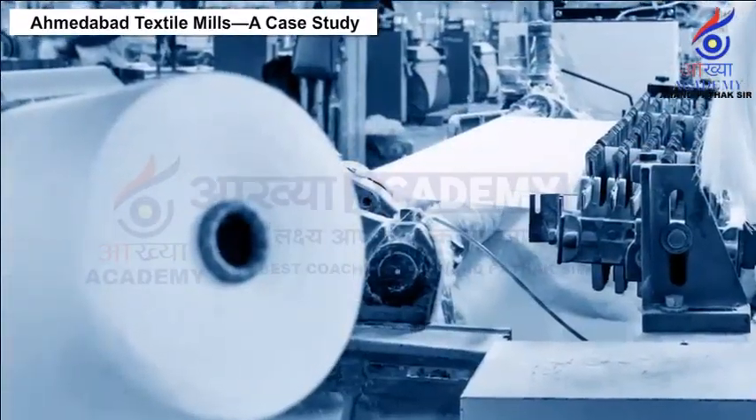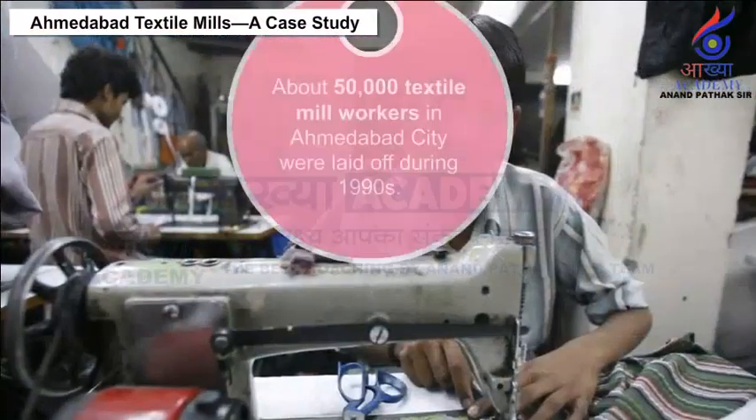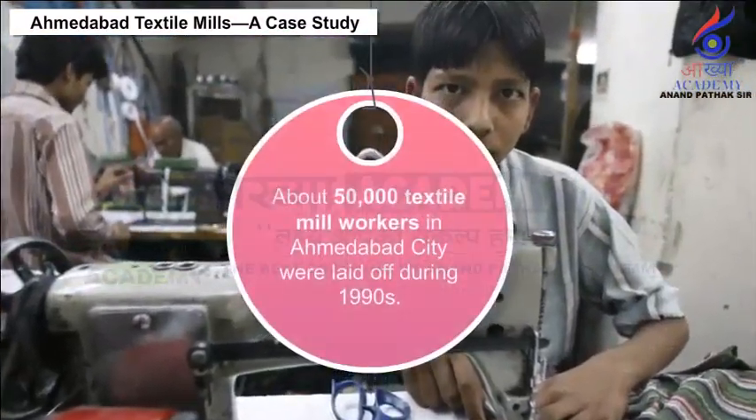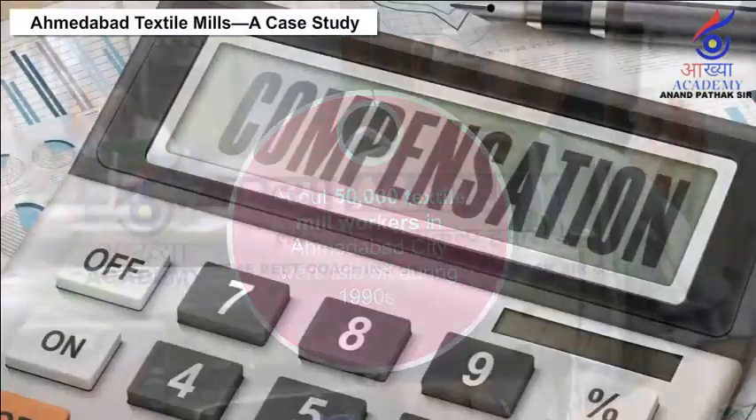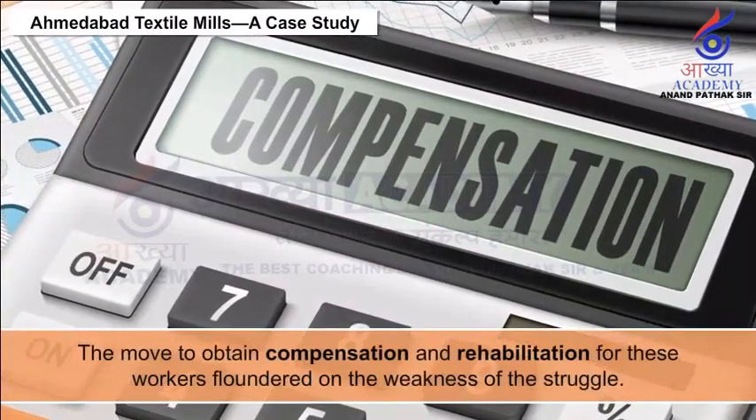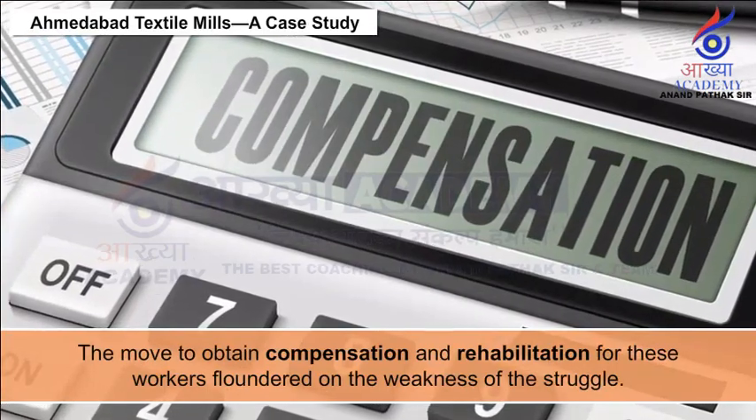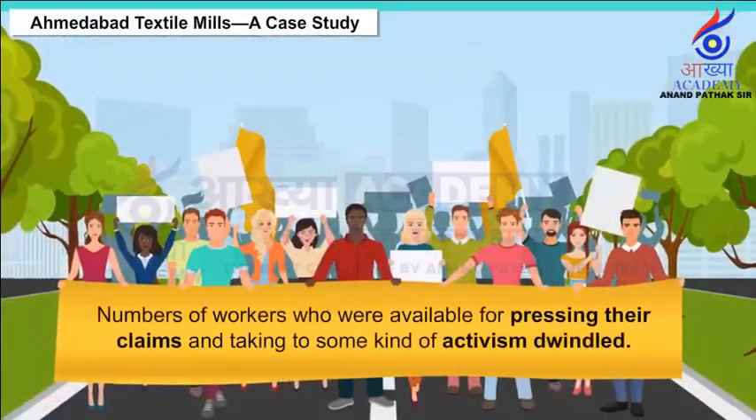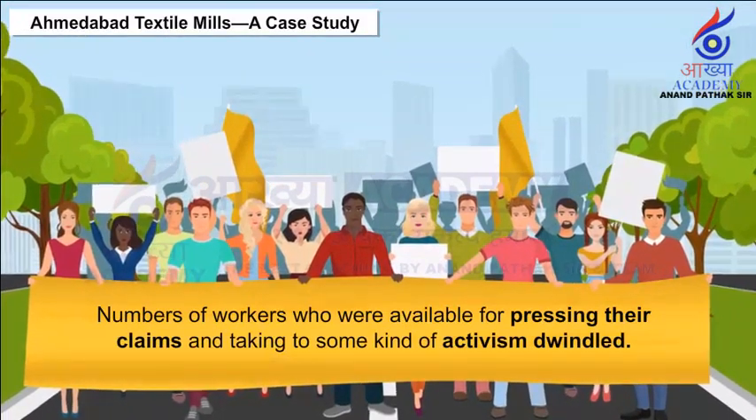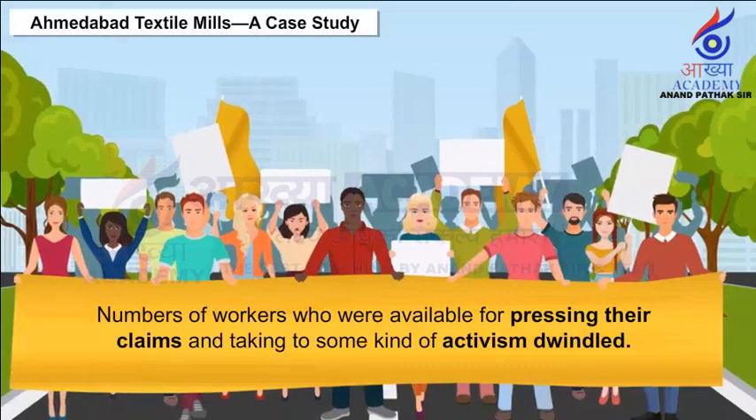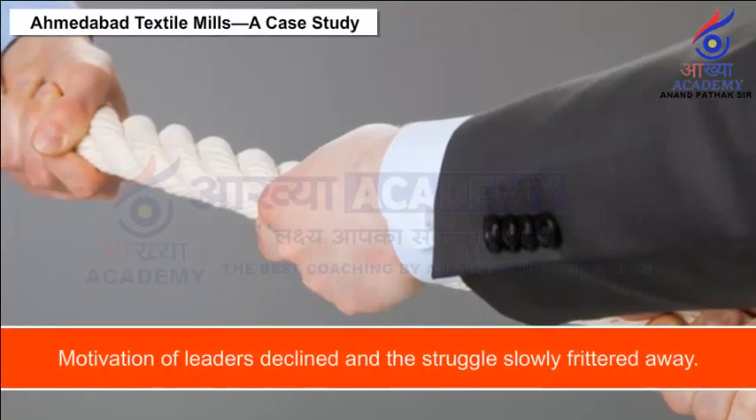Ahmedabad Textile Mills, a case study. Formal becomes informal. About 50,000 textile mill workers in Ahmedabad city were laid off during the 1990s. The move to obtain compensation and rehabilitation for these workers floundered on the weakness of the struggle, as the number of workers who were available for pressing their claims and taking to some kind of activism dwindled.